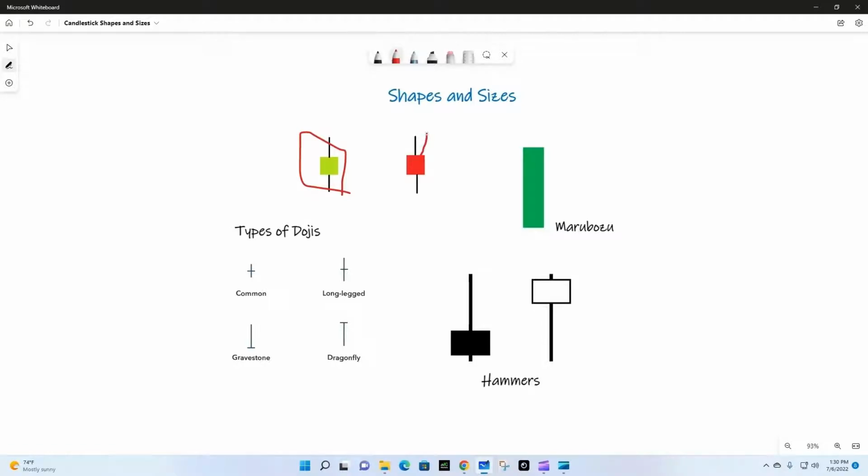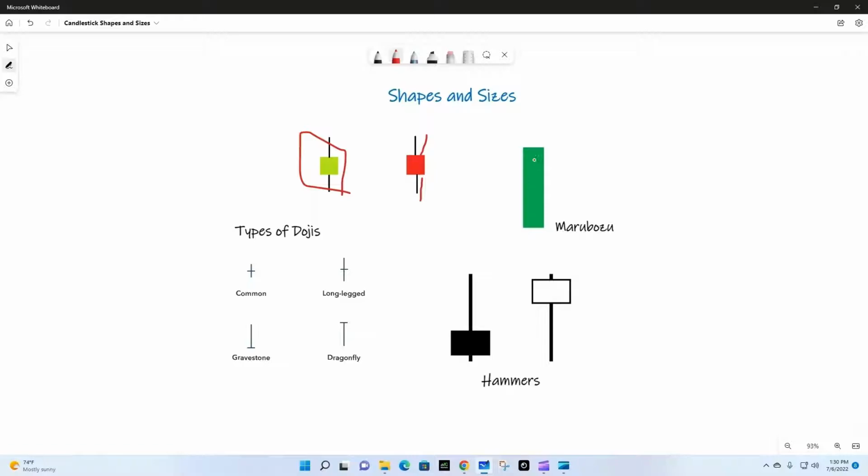There's a wick above it, there's a wick below it. But you see the sizes of the bodies are small. So regardless of the color, these two candlesticks will show you the sentiments of the market, whether there is activity or not.